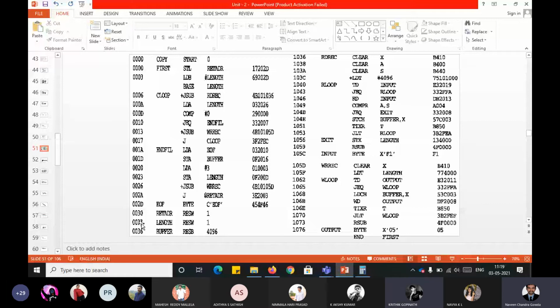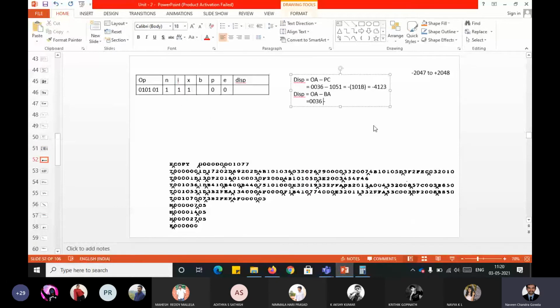Yes, sir. So what does the base register have? In the sense, it is the address of length. And what is that length? It is 0033. So in this equation it will become 0036 minus 0033, which is nothing but 003. So I'll just say simply 003. So here the displacement is nothing else but 000 000 000 011, because 003 is the displacement.